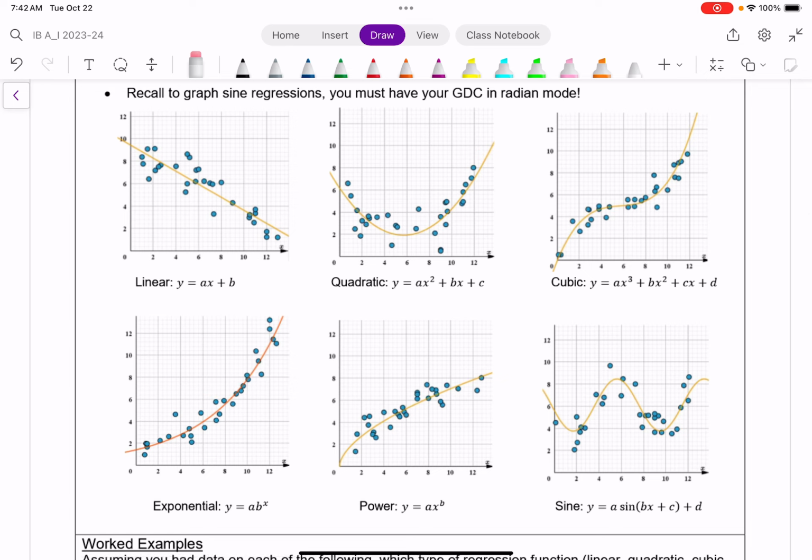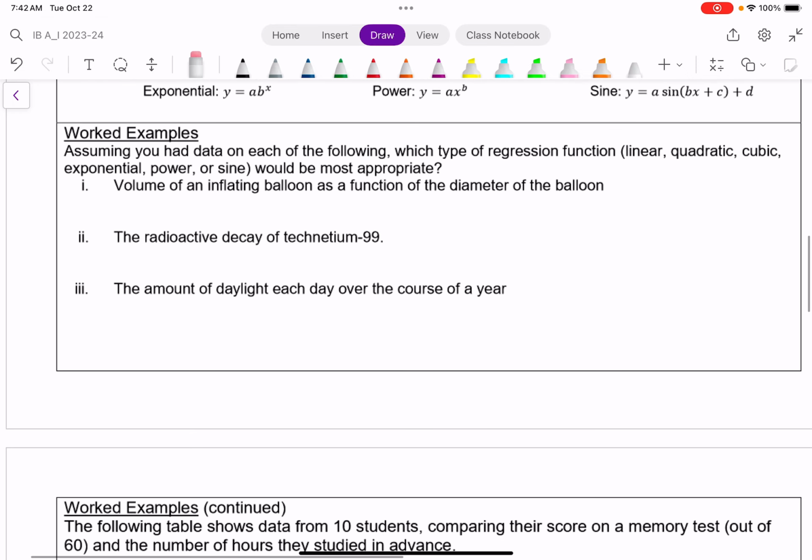So these types of functions, we should be familiar with how to create a regression model on our GDC, all of which we've done actually earlier in the course. So before we get to a bit more of that, just in general, assuming we had data on each type of the following, which type of regression function would be the most appropriate?